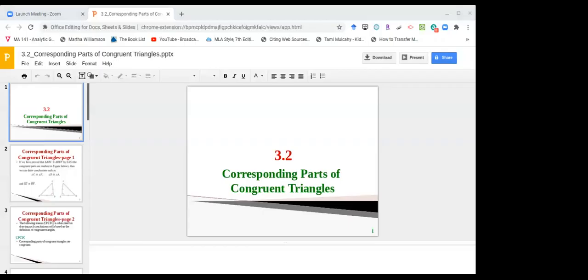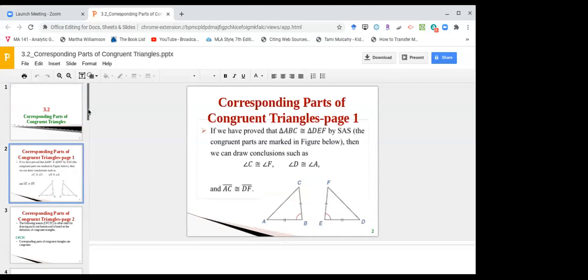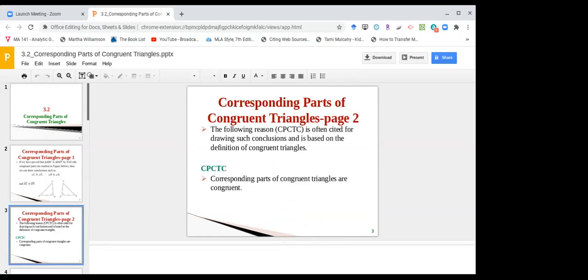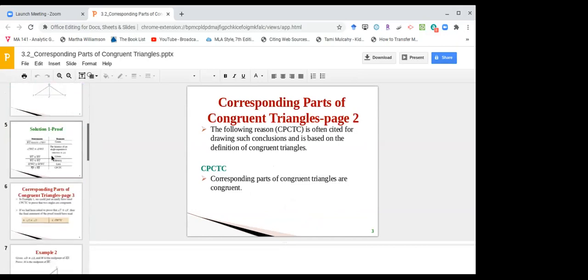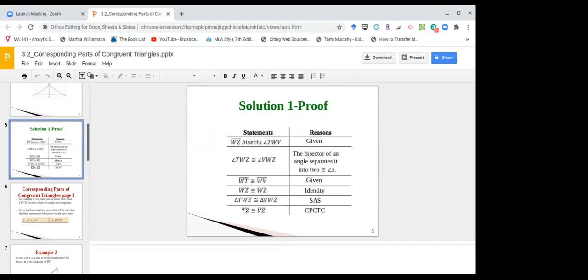So we have corresponding parts of congruent triangles. Remember, corresponding parts are parts that are in the same relative position to each other. This section can be a little bit tricky in terms of writing the proof. So we kind of give you an overview of what we did in 3.1. We show that we proved triangles congruent. And then we talk about the conclusions of proof with corresponding parts of congruent triangles. And so we get into what we call formal proof, which is this two-column proof that you see here, okay?